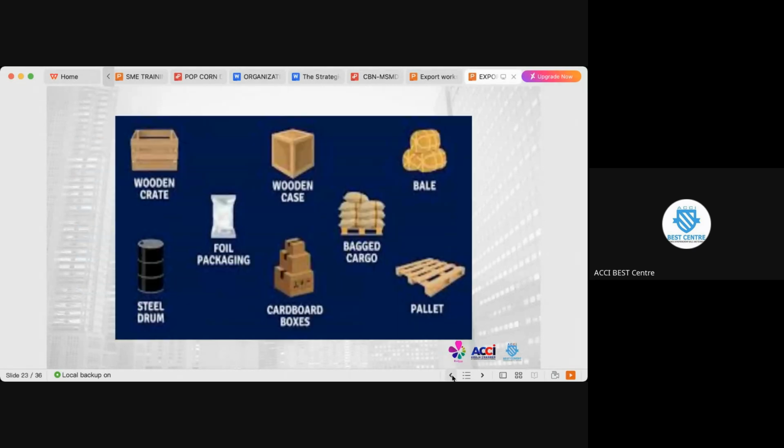Which country are you targeting? Different countries, different rules. There are different kinds of packaging. You can see this image, depending on the product: wooden crate, wooden case, we have bales, we have foil packaging, it could be in a drum, either steel or plastic, it could be in cardboard boxes, baggage, cargo, the jute bag, pallet. Pallet is a no-brainer. So either in your packaging store material or in the container, the product will be properly stacked on pallets.